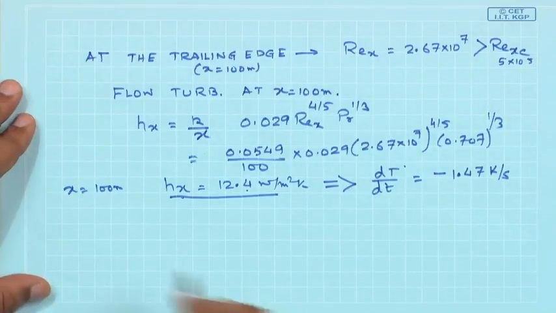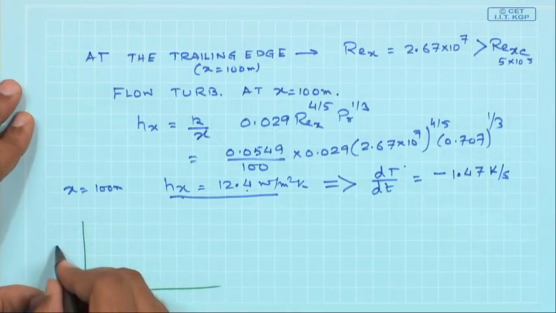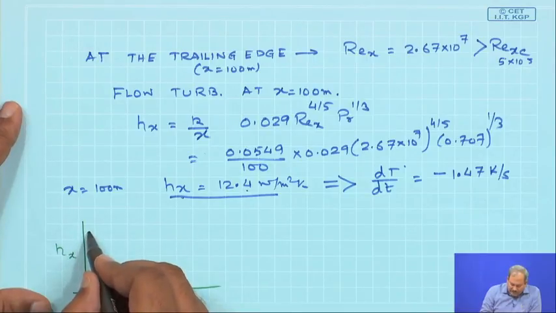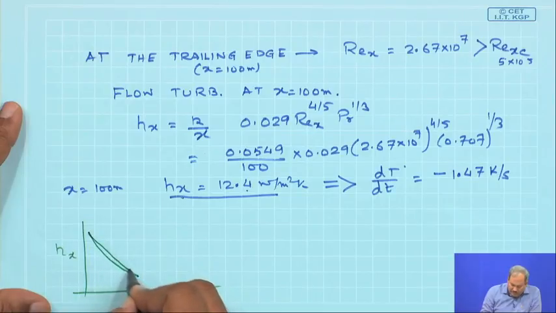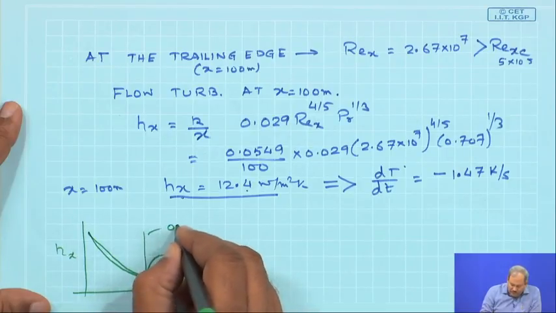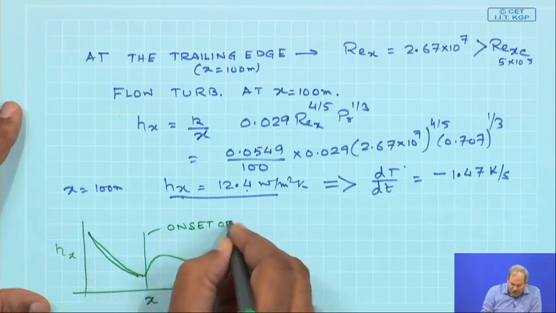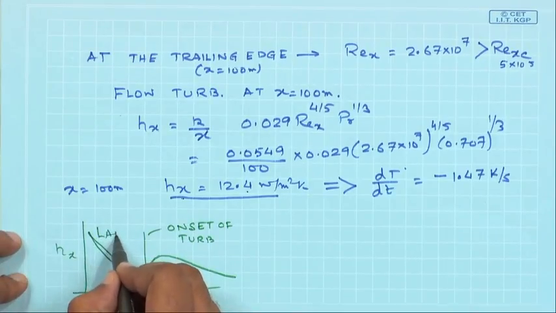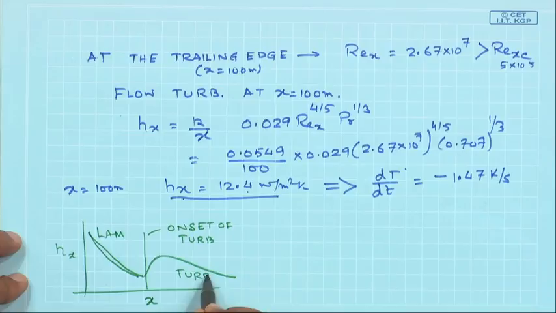So, roughly the variation of the heat transfer coefficient can simply be expressed in this form, where you have the heat transfer coefficient h_x as a function of x. It is going to come down sharply and then it increases and then slowly decreases. This is the point where you have the onset of turbulence. On this side you have laminar flow, over here you have turbulent flow.